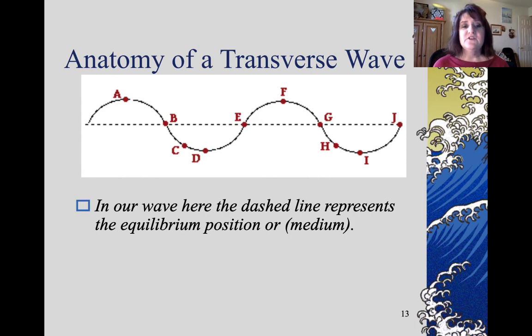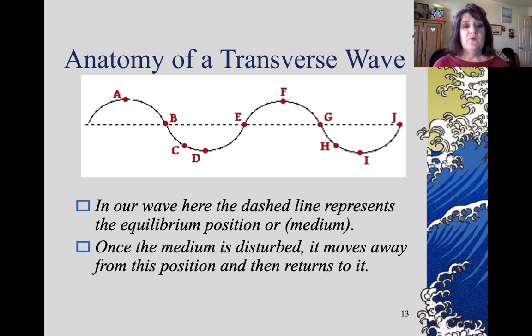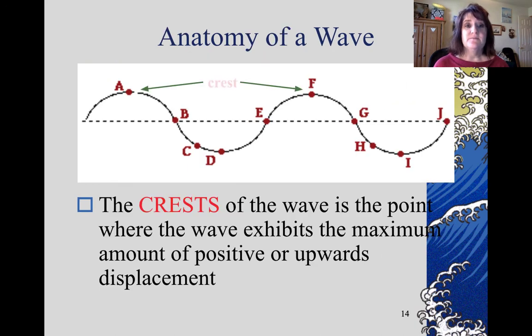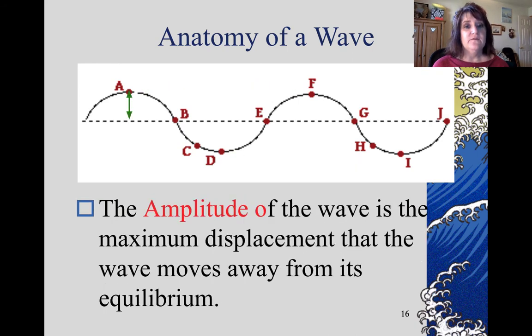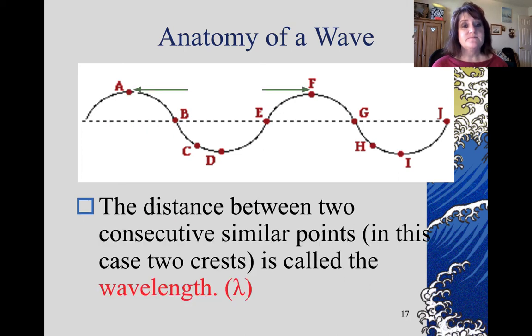In our wave, the dashed line represents the equilibrium or the medium, the rest position. Once the medium is disturbed, it moves away from its rest position and then returns to it. The crests are the top points of the wave. The troughs are the bottom points of the wave. The amplitude is the height and can be measured either from the medium up or the medium down. The wavelength is the distance between two consecutive points, in this case two crests, and its symbol is known as lambda.